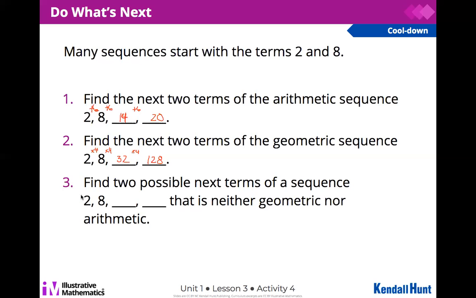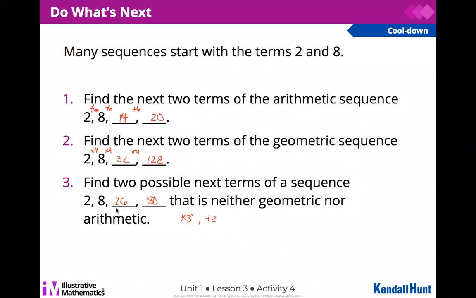Now 3, there's more you could, I'm going to come up with one here, but you guys could have come up with multiples. I could have said multiply, take the previous number, multiply times 3, and add 2. So 2 times 3 is 6, plus 2 is 8. 8 times 3 is 24, plus 2 is 26. 26 times 3 is 78. 78 plus 2 is 80. Okay, and then I could keep going. This is just one example, okay?